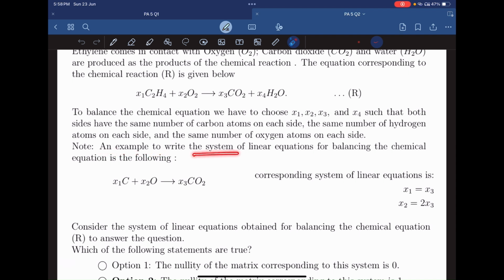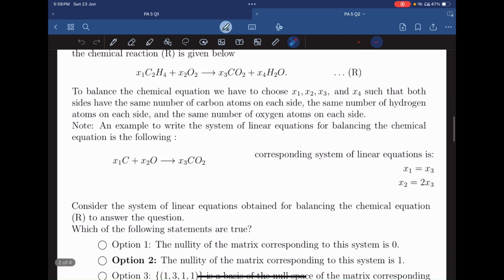An example to write the system of linear equations for balancing the chemical equation is the following. So here we have x1 carbon atoms on the LHS and x3 carbon atoms on the RHS. So our system of linear equations would be, first equation is x1 equal to x3, and for oxygen we have x2 oxygen atoms on the LHS and 2 times x3 oxygen atoms on the RHS. So x2 should be equal to 2x3, and that's how we get our system of linear equations from a chemical reaction.